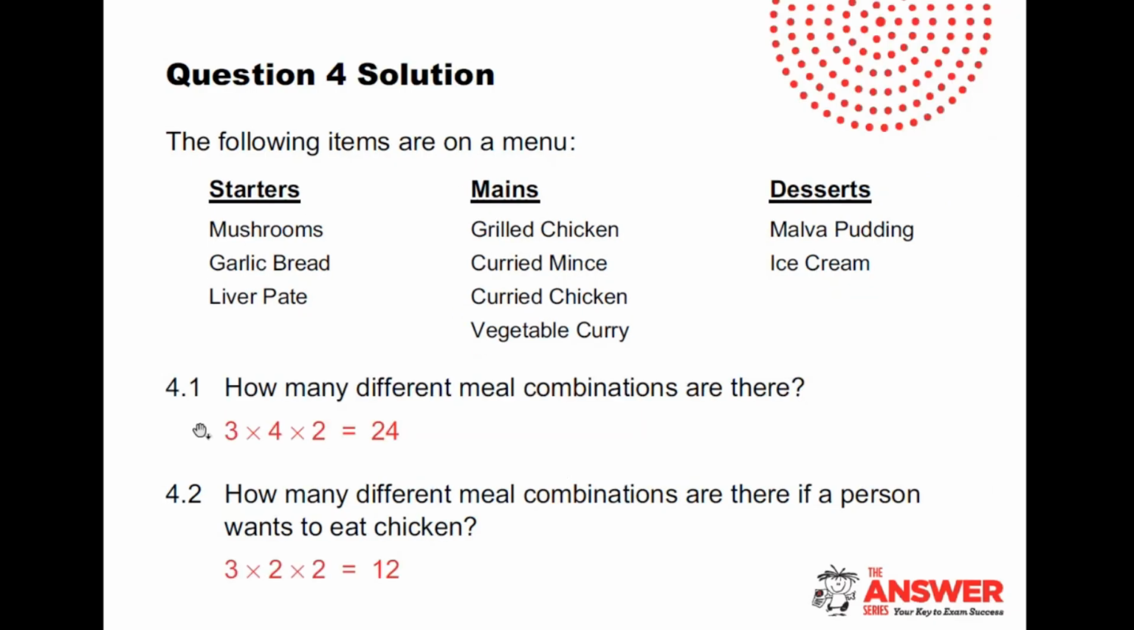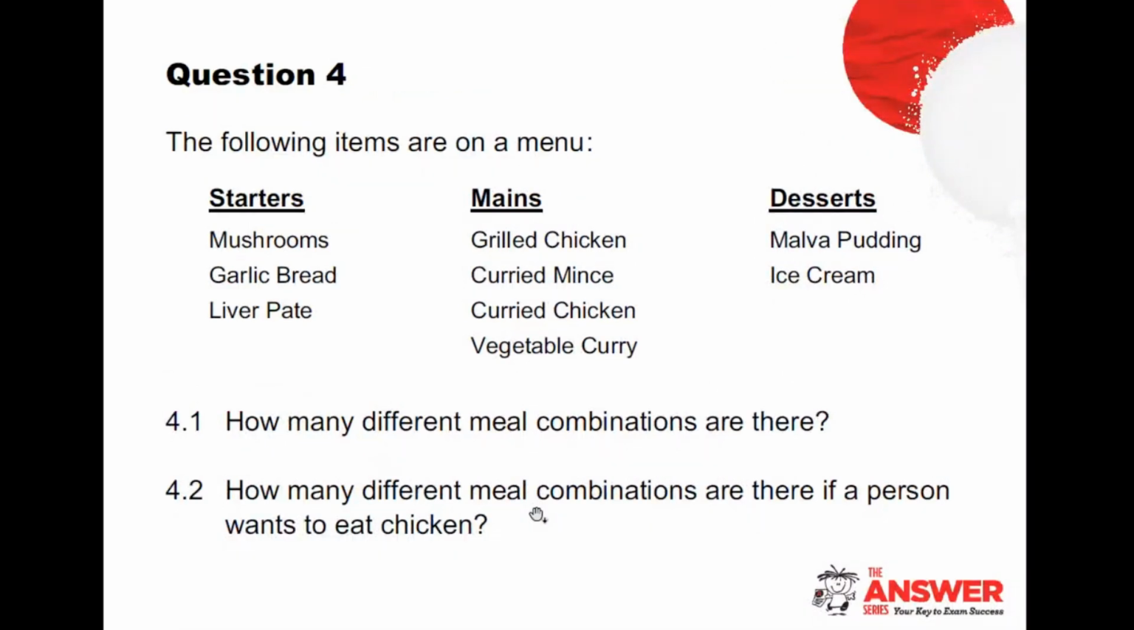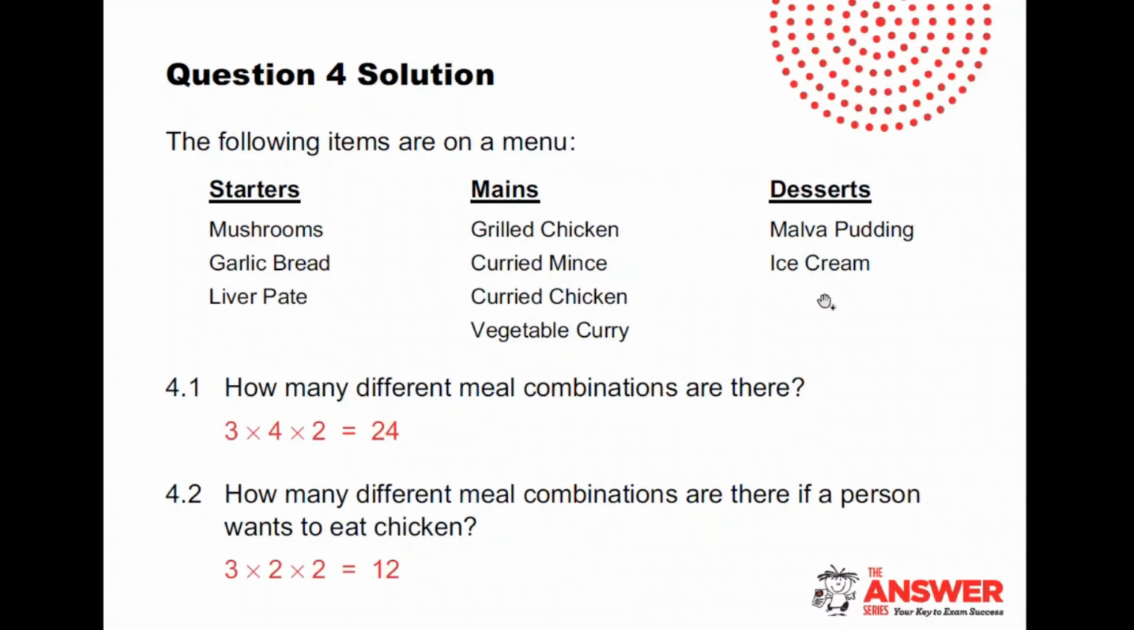And there I've got that there. The second question, how many different meal combinations are there if a person wants to eat chicken? So just have a look carefully. You've got grilled chicken and curried chicken here. So there are 2 options in the mains where you can have chicken. So now it is 3 times 2 times 2, which gives you 12.